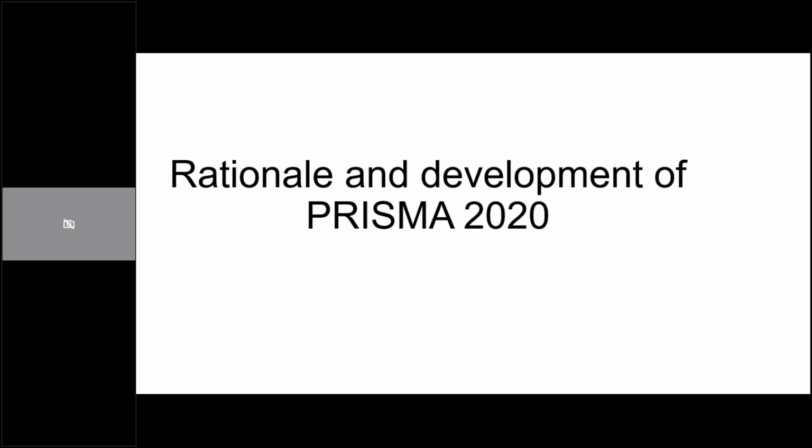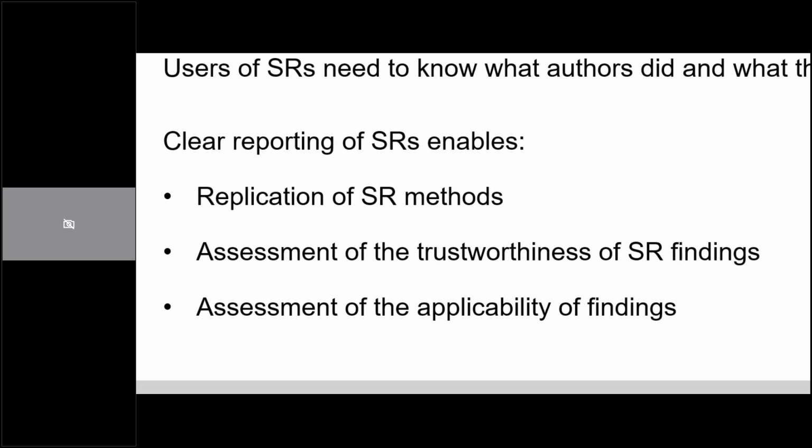So just to start off, the rationale and development of PRISMA 2020. For those of you who are doing systematic reviews yourself, you probably are aware, or perhaps you may not have considered it yet, that those who end up using our systematic reviews, be they patients, clinicians, other researchers, or guideline developers, need to know what we have actually done as authors and what results we've found in order to make best use of the systematic review that we disseminate.